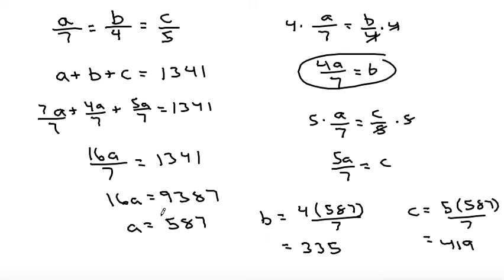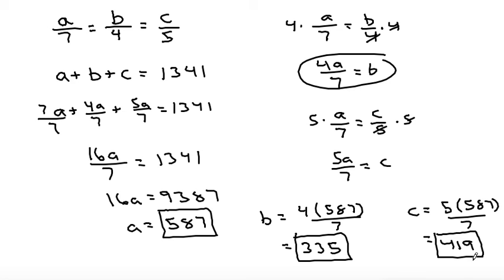So our three employees would need to make: employee A would need to make $587 a day in the 7 hours, employee B would need to make $335, and employee C would need to make $419. And just to verify that it does add up to 1,341, 587 plus 335 plus 419 does in fact sum to 1,341.